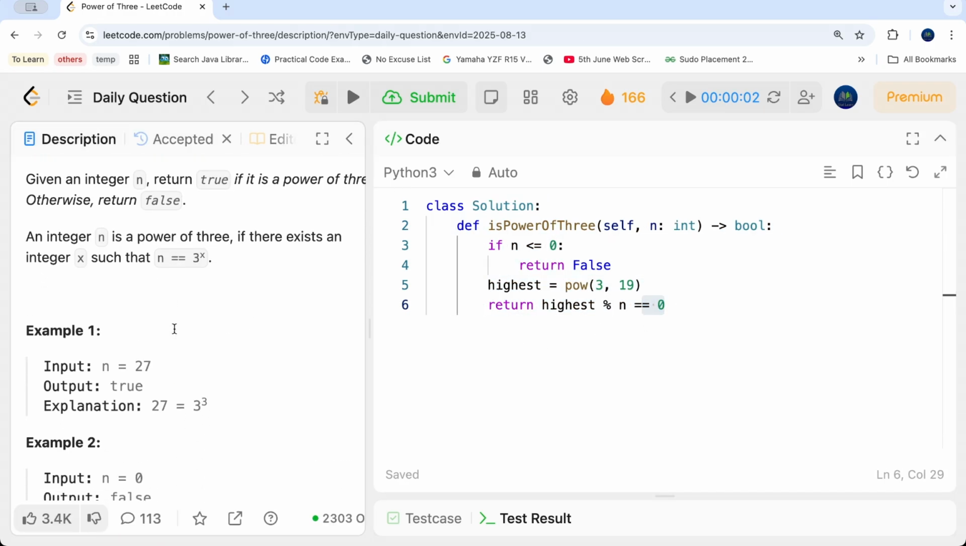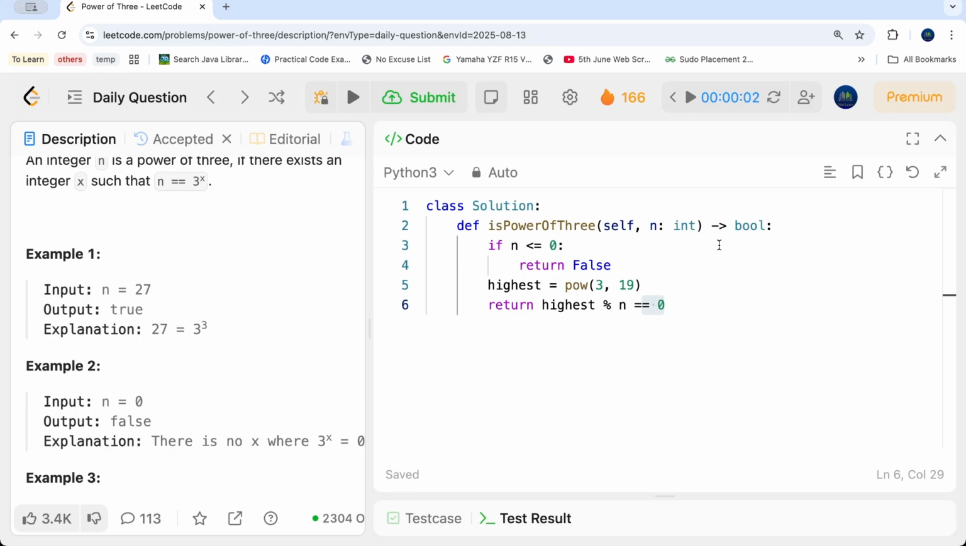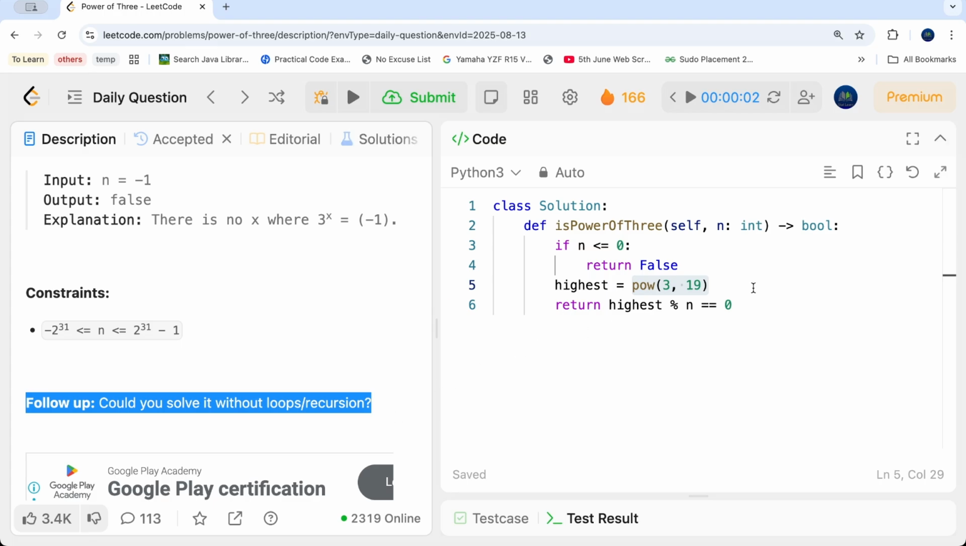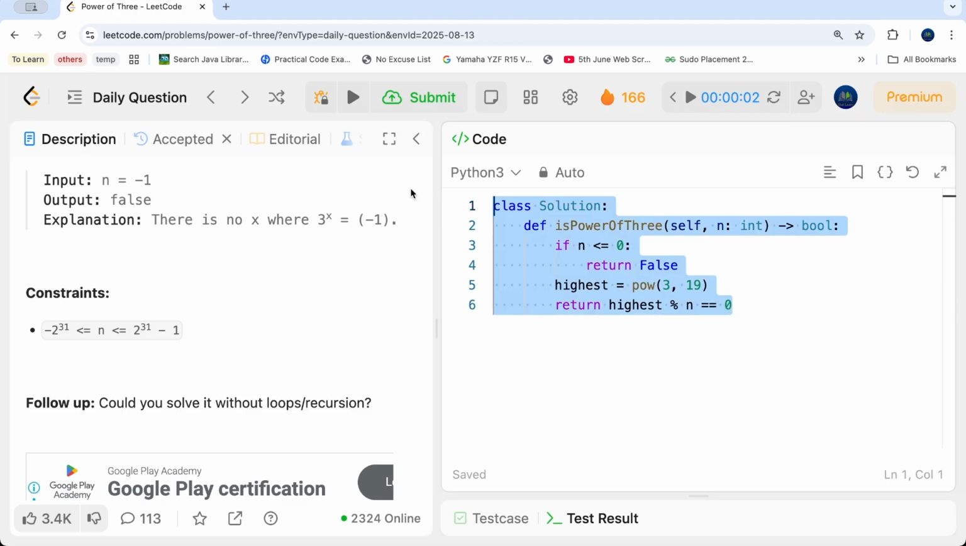But the point is, guys, we are actually using loops and recursion in some way, because this power function is actually working using loops. So I don't see any point of this follow up, but still from our end, we are not using any loop or recursion. So we are able to understand the maths behind this problem.